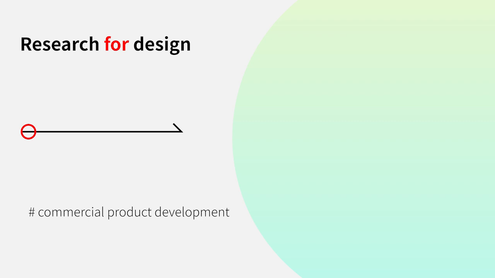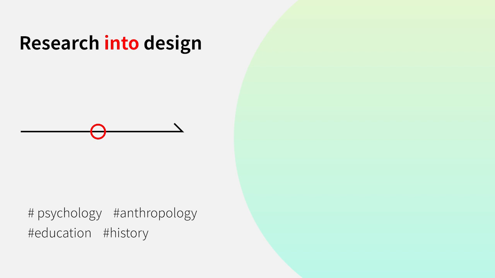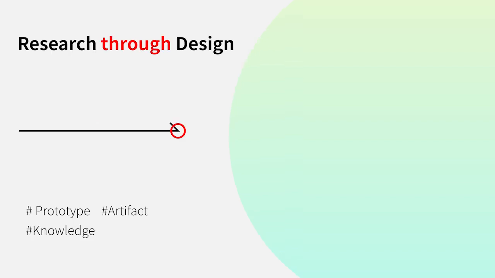Research for design. This is about gathering information before starting a design project. The goal is to make good design decisions. Most design research outside academia, such as in commercial product development, falls under this category. Research into design. This is about studying design itself, knowing how it works and how it's done. Much of this type of research happens in academia, where scholars from fields like psychology, anthropology, education, and history explore design and creative processes.